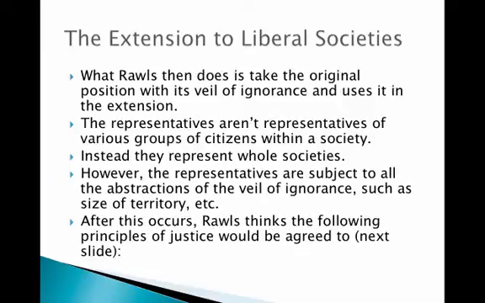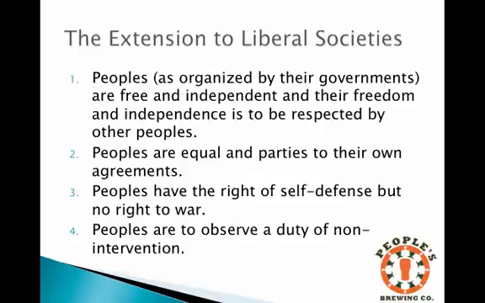Should make sense. But the representatives are once again subject to the abstractions of the veil of ignorance, such as the size of their territory, their resources, their location. And then after this occurs, Rawls thinks that the representatives would agree on the following principles of justice. So it's the same story: veil of ignorance, original position, and then what do they agree on behind it? This time the list is 7 principles.